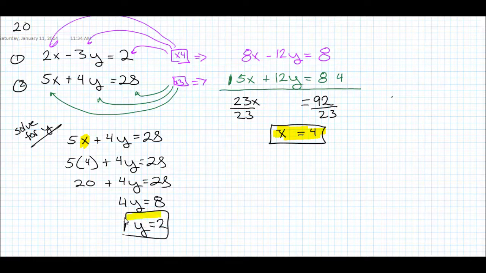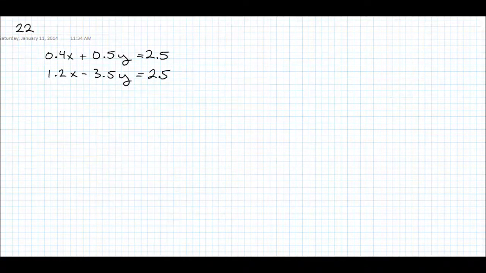So we solved the solution set. x is 4 and y is 2. So let's rewrite it. 4 comma 2 in parentheses. That's our solution set. And again, you can double check if you want, and it works just well.